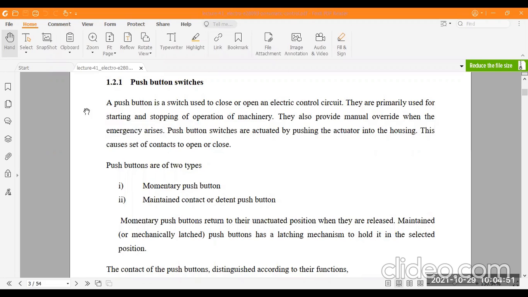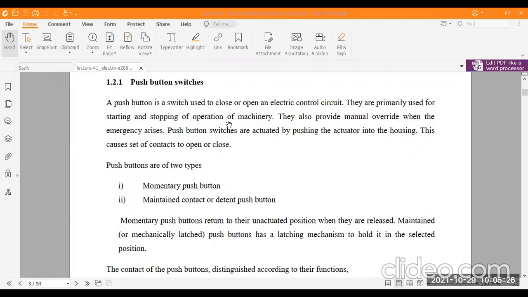They are primarily used for starting and stopping the operation of machinery, and they also provide manual override when an emergency arises. So when any emergency condition occurs in this electro pneumatic controller system, you have to manually operate these push button switches. These push button switches are actuated by pushing the actuator into the housing. This causes a set of contacts to either open or close. So this is basically the push button switch.